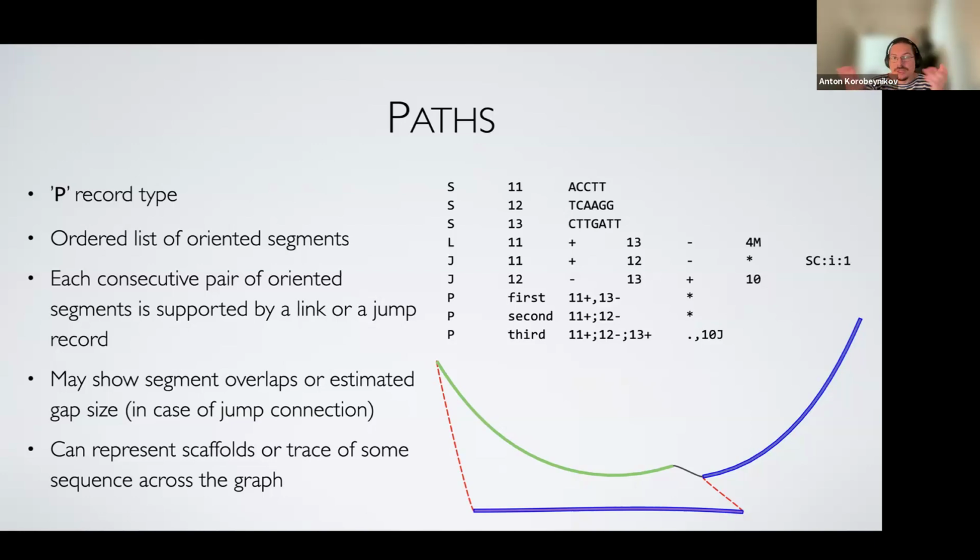So yeah, essentially it can represent scaffolds or a trace of some sequence across the graph. For example, many sequence-to-graph aligners, including GraphAligner, SPAligner, or HMM-to-graph aligners, including PathTracer, produce the paths of a sequence or HMM on the assembly graph.